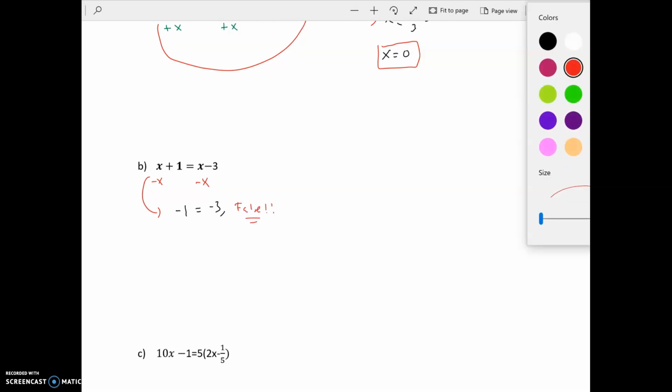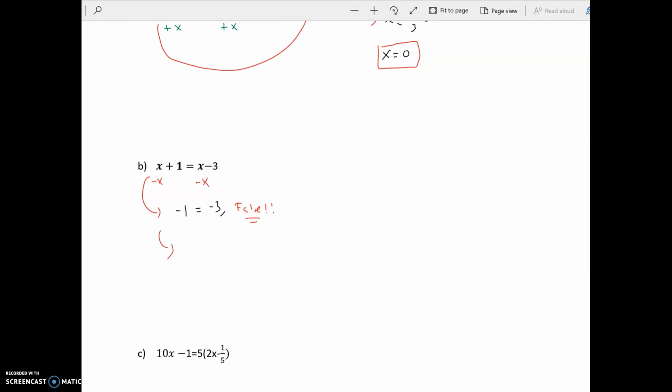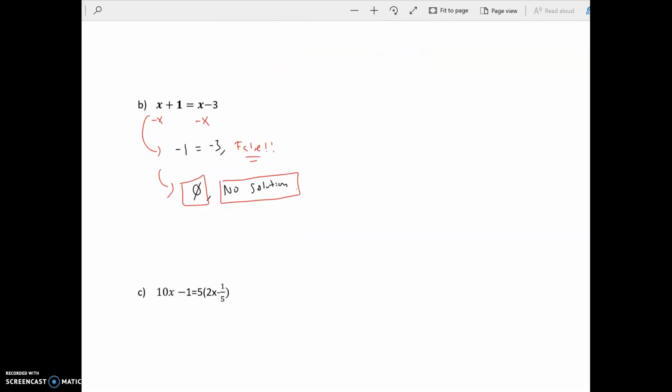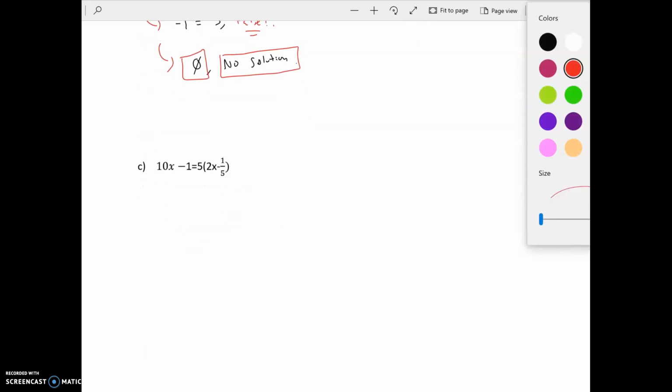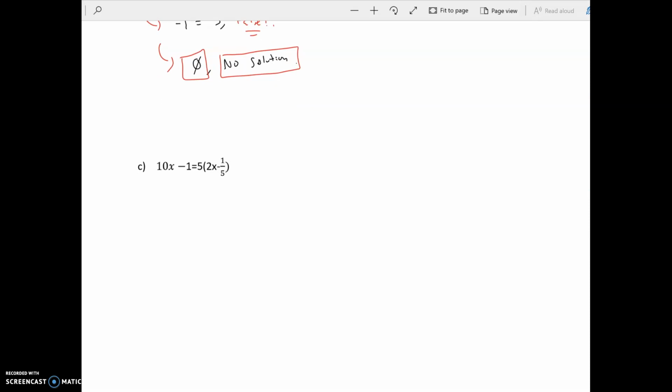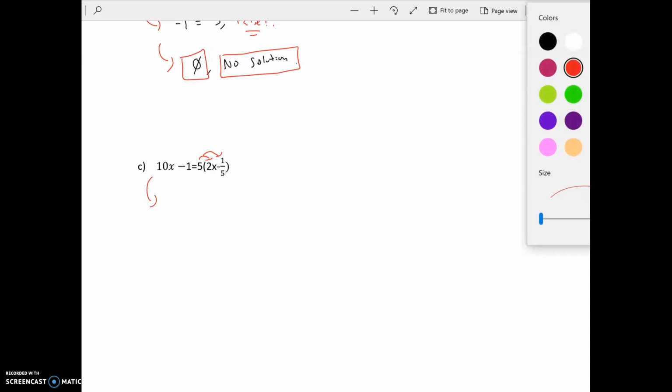Because of the false statement, your final answer, it's going to be a no solution. So in this case, it's going to be the empty set or no solution. In this particular problem, and then you can actually say both of those, empty set, no solution. In this particular problem, no actual value that you plug in, it's actually going to give you a true statement for the original problem. So this is a no solution one. Let's take a look at problem C.